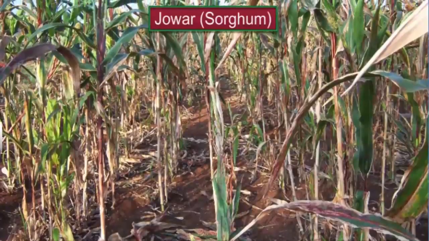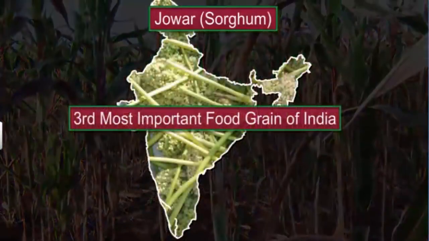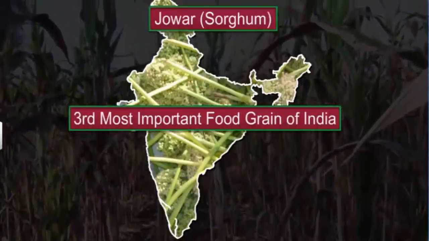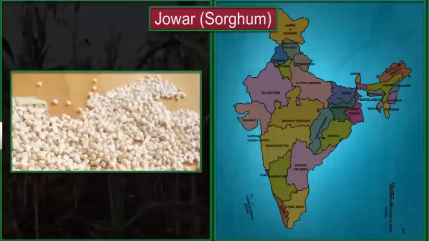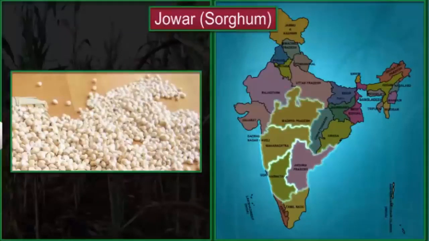Jowar, also called sorghum, is the third most important food grain grown in India. This is a rain-fed crop that requires little or no irrigation. Maharashtra is the leading producer of jowar. Other important jowar-producing states are Karnataka, Andhra Pradesh, and Madhya Pradesh.